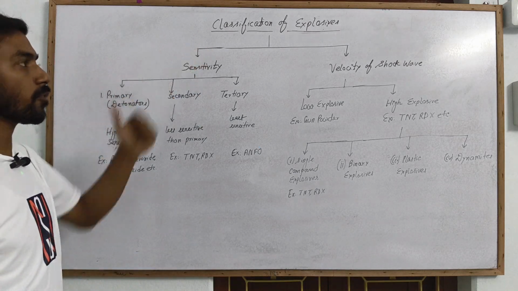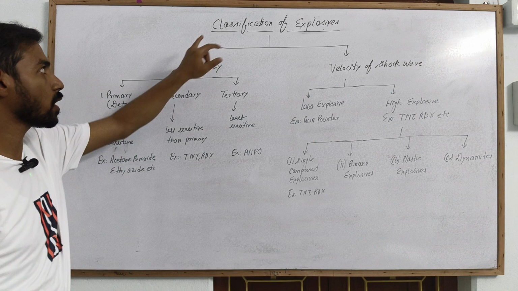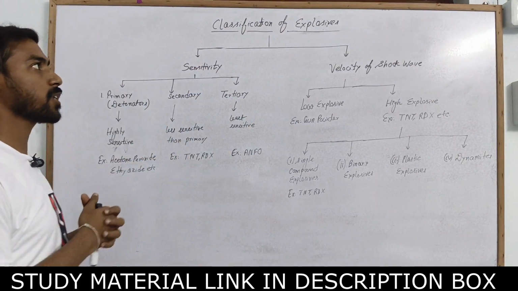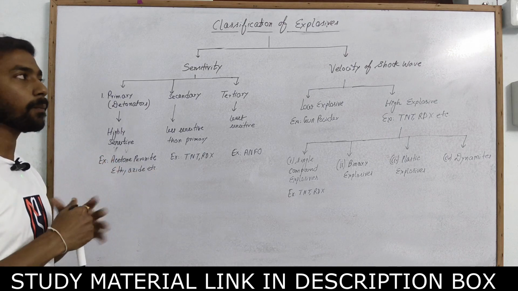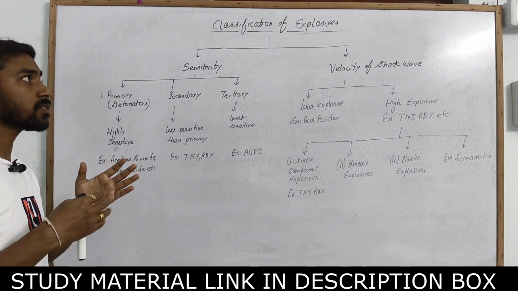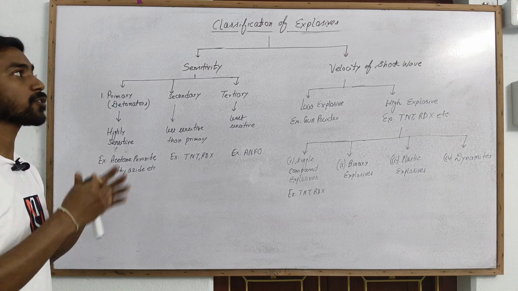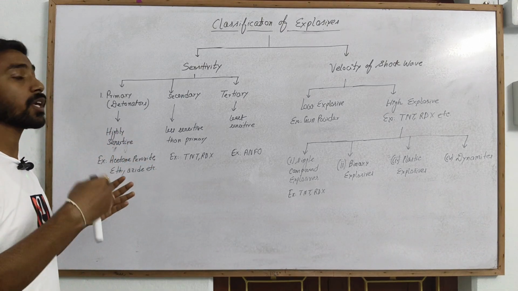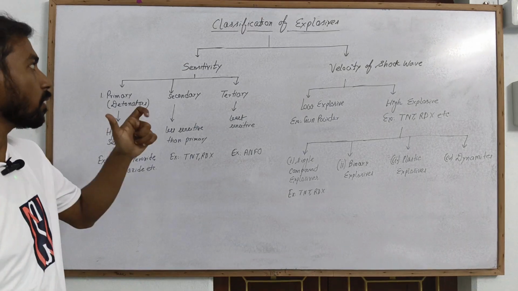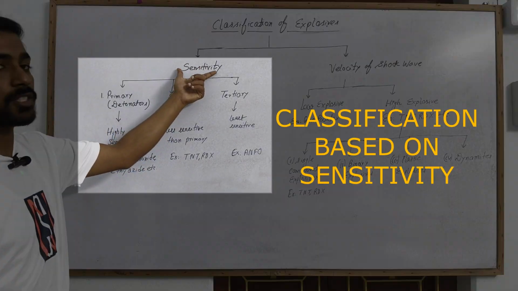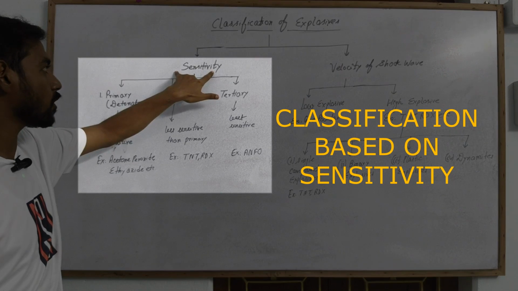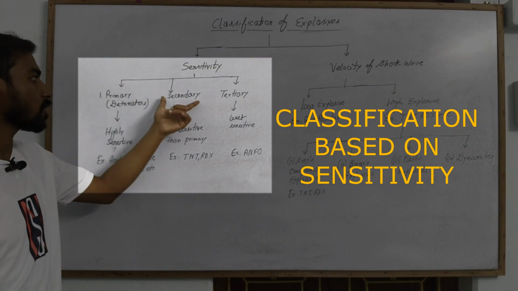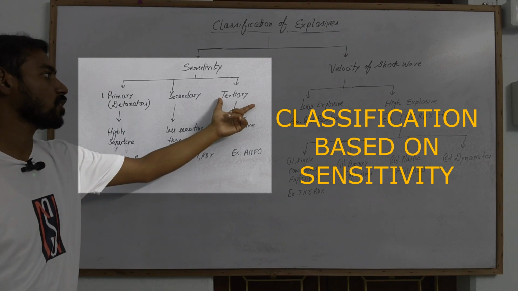So this is the second part of chemical explosives. In this lecture, we will come to know the classification of explosives. Now the classification of explosives can be done in a number of ways. It can be classified based on the physical state of the explosive. It can be classified based on the chemical composition of the explosive. But the most common one is the sensitivity. So based on the sensitivity, it can be classified under three categories: primary explosives, secondary explosives, and then tertiary explosives.